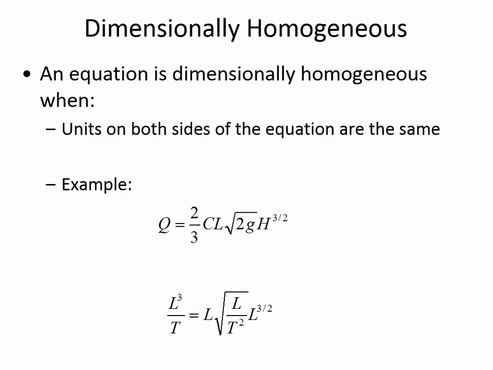An example of a non-dimensionally homogeneous equation: Q equals area divided by n, area divided by wetted perimeter to the 2/3 power, slope to the 1/2. This is something that's called Manning's equation, and you don't need to know Manning's equation this semester. You're going to use it a lot next semester.